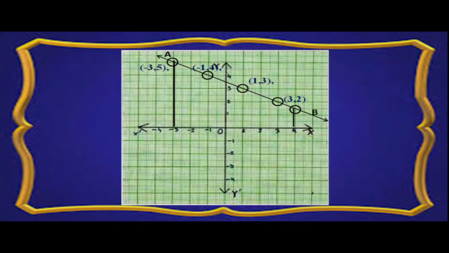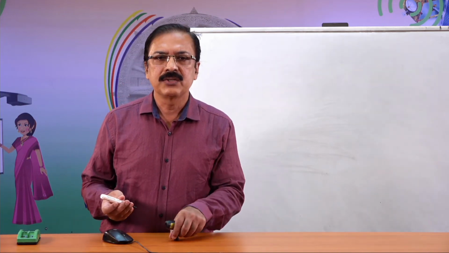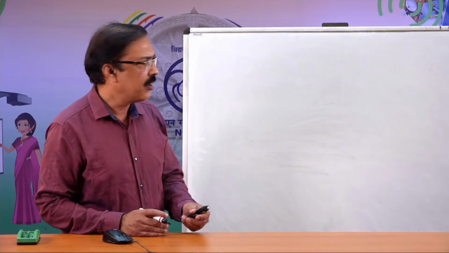Here, the coordinate of this point is 4 and 1.5. Because from the origin to the right side, it meets at 4, and from that upward, we can see it is 1.5. Now, if we put the values of minus 3, 5 and 4, 1.5, what will happen? Let's see whether they are solutions or not.